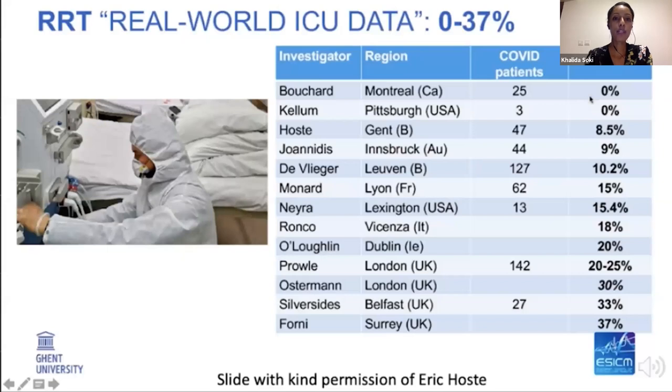So this was some of the real world ICU data showing the percentage of renal involvement, or patients requiring renal replacement therapy, who had COVID-19 infection. And we could see that the numbers varied quite a bit, I think based on comorbidities and population dynamics, and could range between 0 to 37%. Next slide.